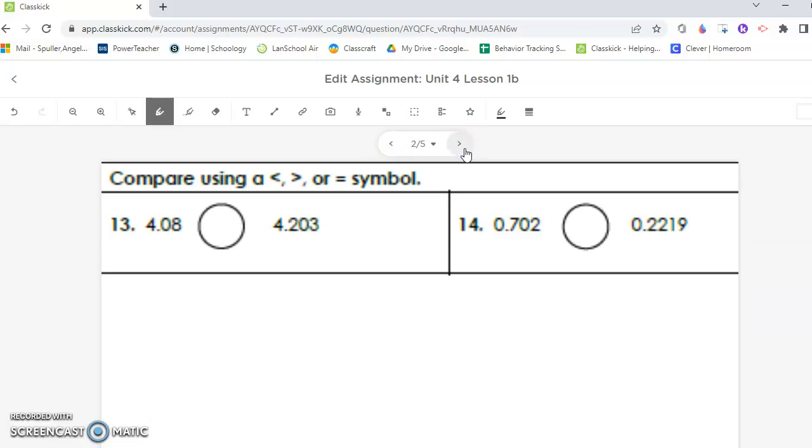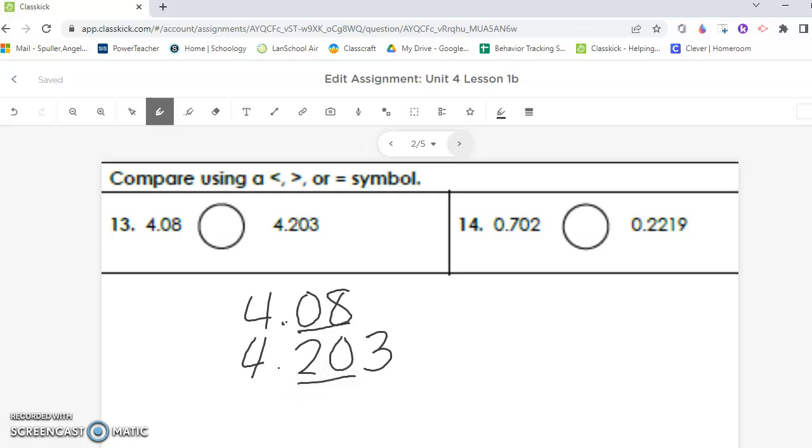All right, so let's do these first two together. 4 and 0.8. Lining up those decimals, we can easily see that here I have 4 and 8 cents, and here I have a little bit more than 4 and 20 cents. So 4 and 20 cents is greater. So 4.8, 4 and 8 tenths is less than.